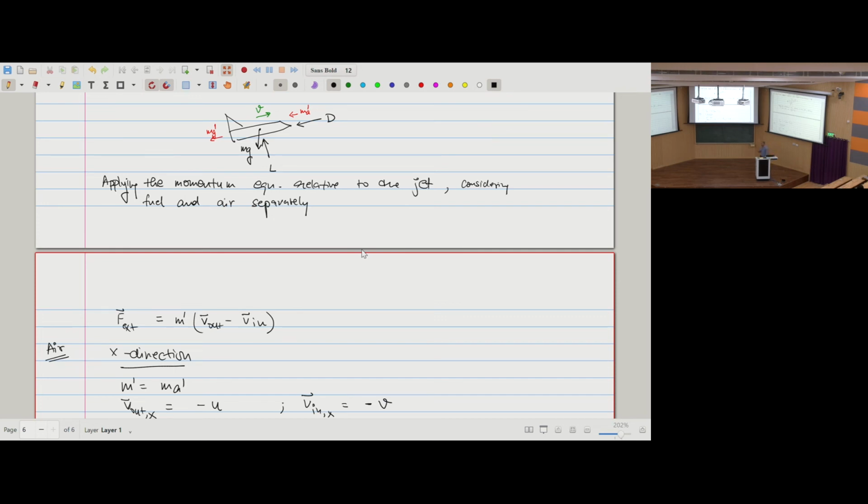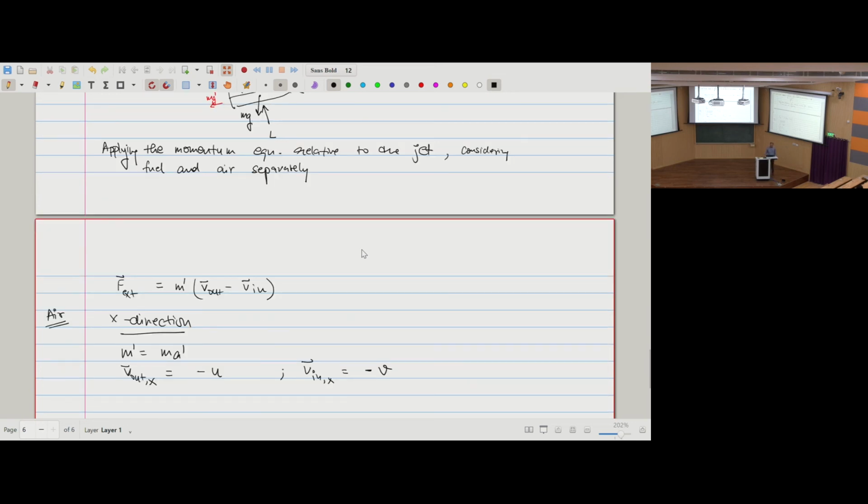We can work in any frame we want. So I'm applying this relative to the jet frame. It's also moving with a constant speed v. And the other thing we do is we consider the fuel and air separately. So let's see air first, because the change in momentum for the fuel plus air together will result in the overall force acting on the system.